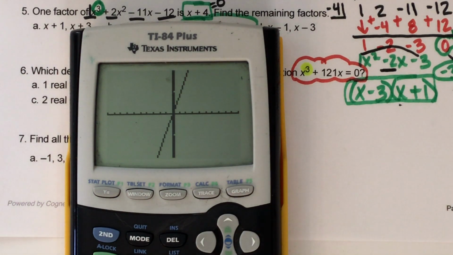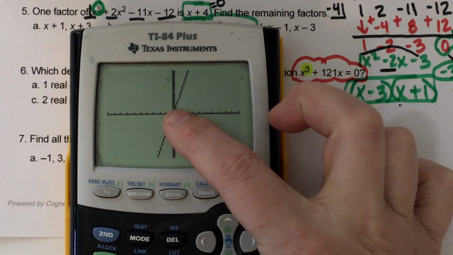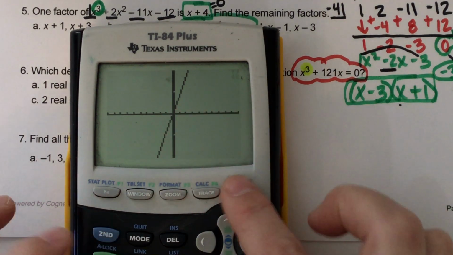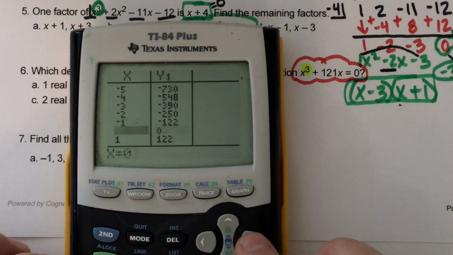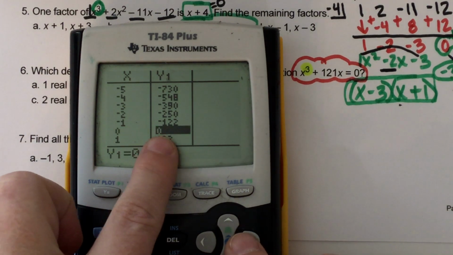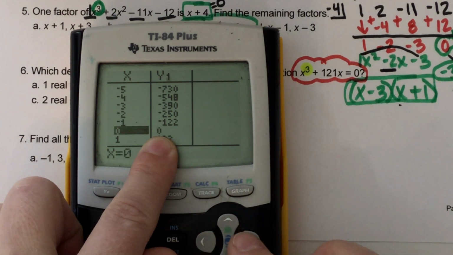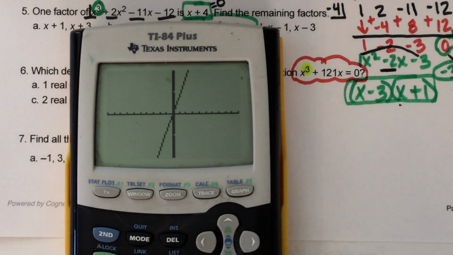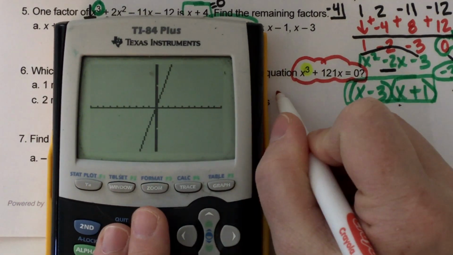Okay, well, my point to this is, since we only see it touch the x-axis once, that means there's only one real 0. Remember, however many times the graph touches the x-axis, that's how many real zeros there are. So it's only touching once, and it's touching at 0, 0, because remember, wherever there's a 0 in the y column, that's where an answer is. So since it's only touching the x-axis once, that means there's only one real 0.